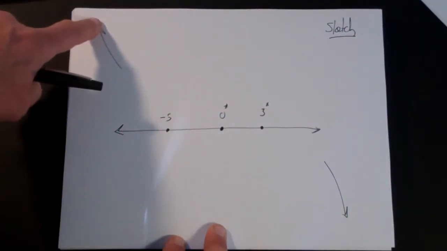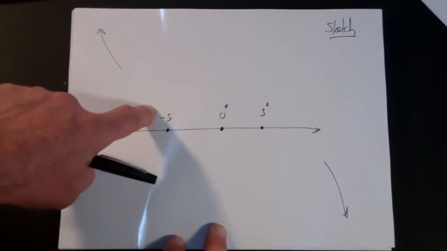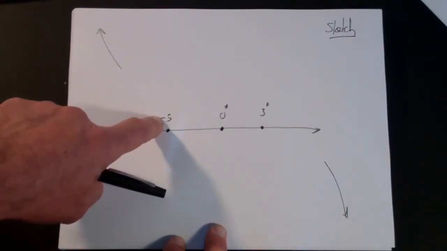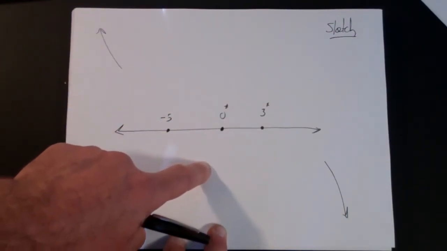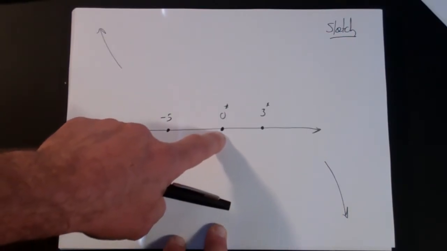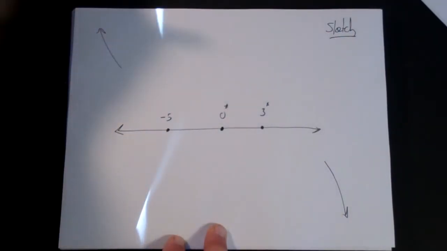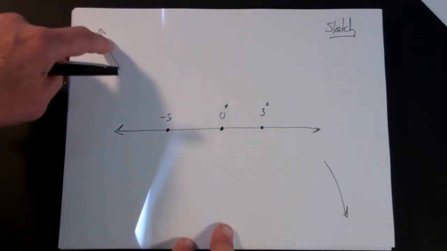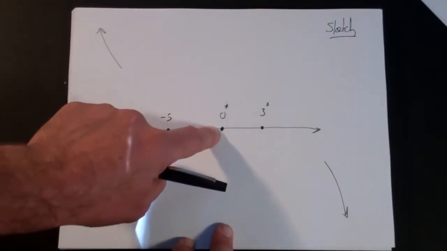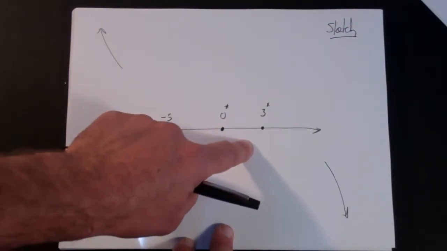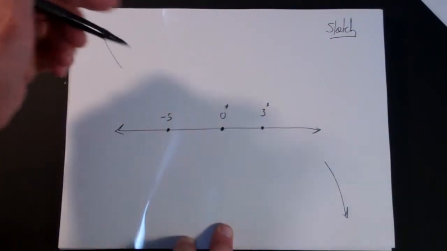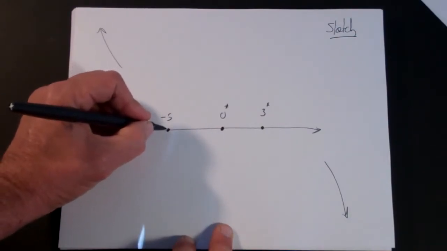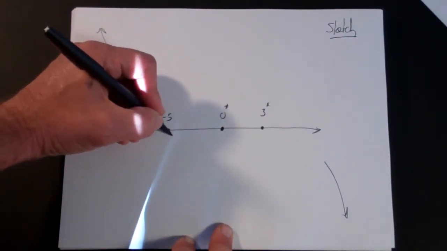So the graph is going to be here. It's going to cross through the minus 5. At some point it's going to turn around and come up to the 0. And at the 0 it's just going to be a touch. Why is it going to be a touch? Because the multiplicity is even. So it's going to come down and touch there. And then the 3 is also a touch. It's going to come up and be tangent. So the graph is going to look something like this.